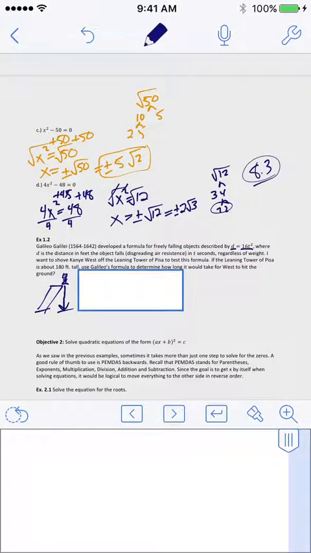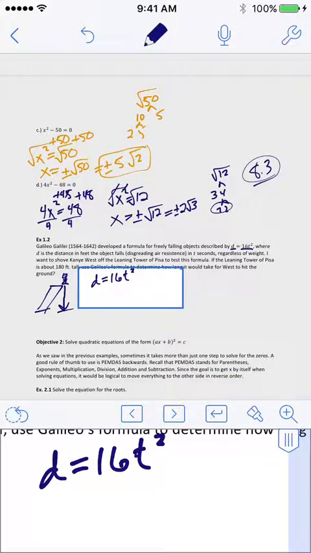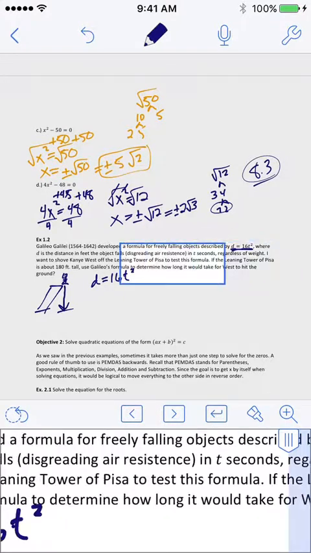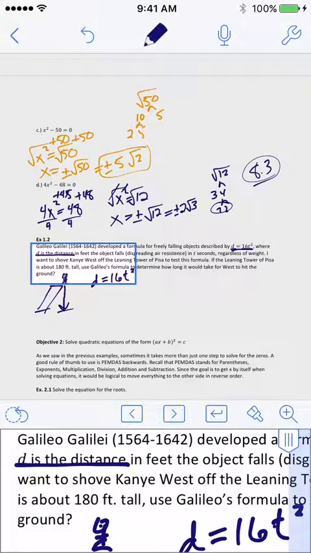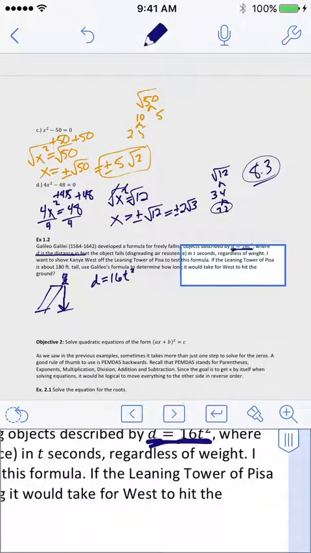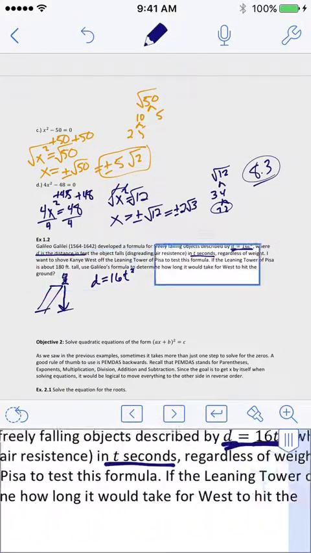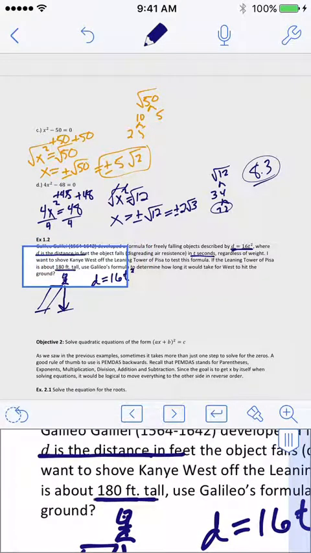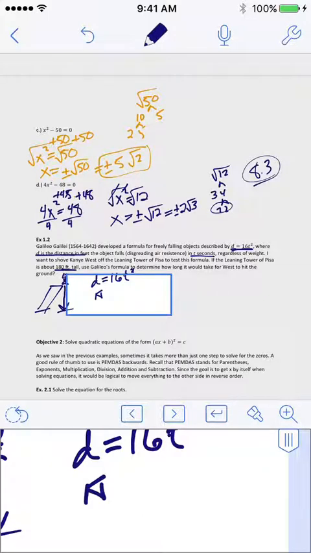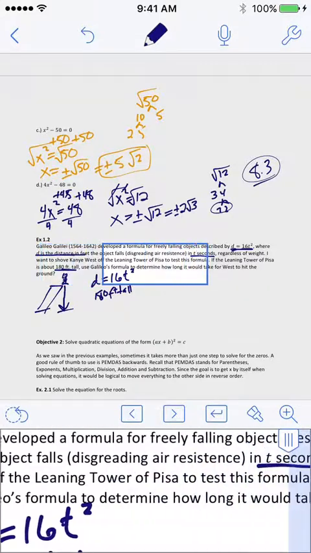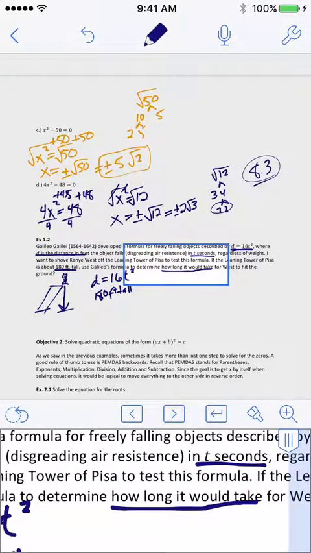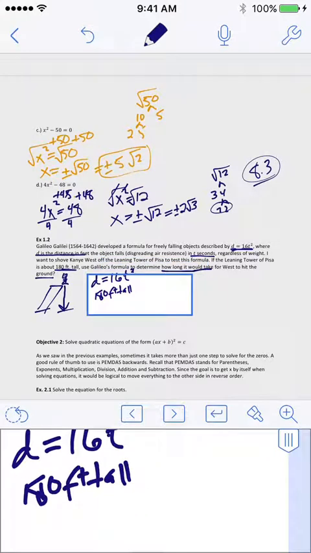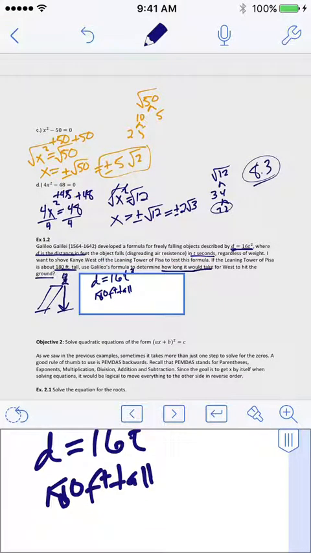And here is my formula for Galileo's falling objects. That's something I should probably underline. And I should also underline what it means, where d is the distance in feet and t is seconds. Then they tell me that the Leaning Tower of Pisa is 180 feet tall, right? And I want to use the formula to determine how long it would take for him to hit the ground. So all 180 feet he's going to fall, and I want to say how long.